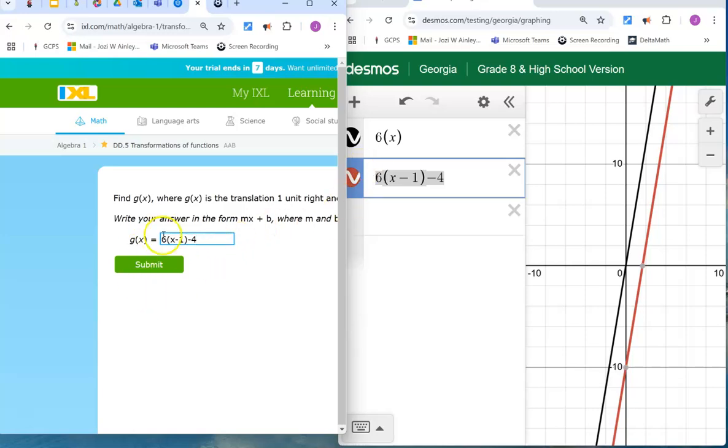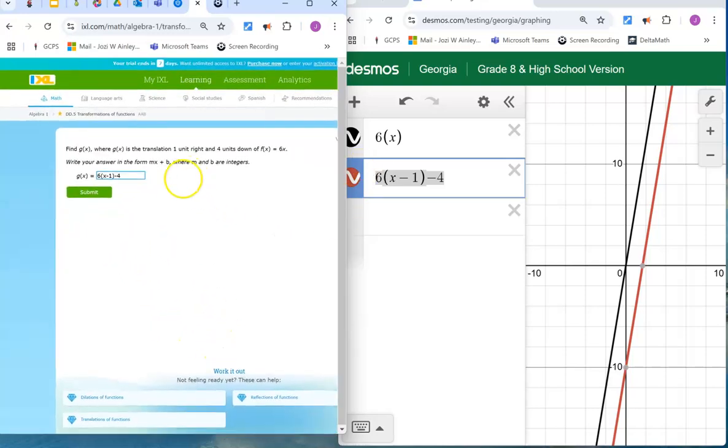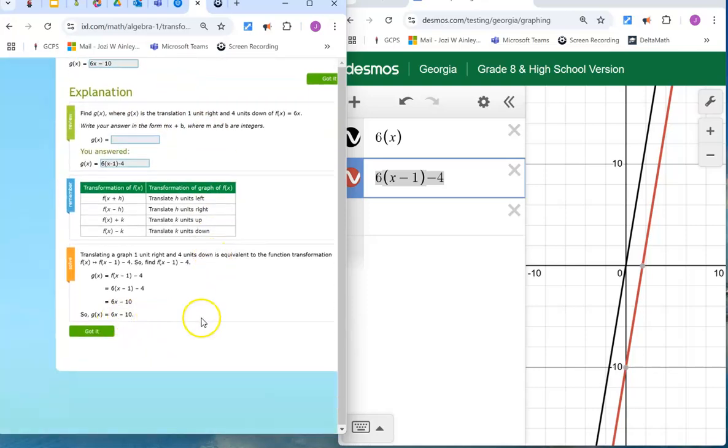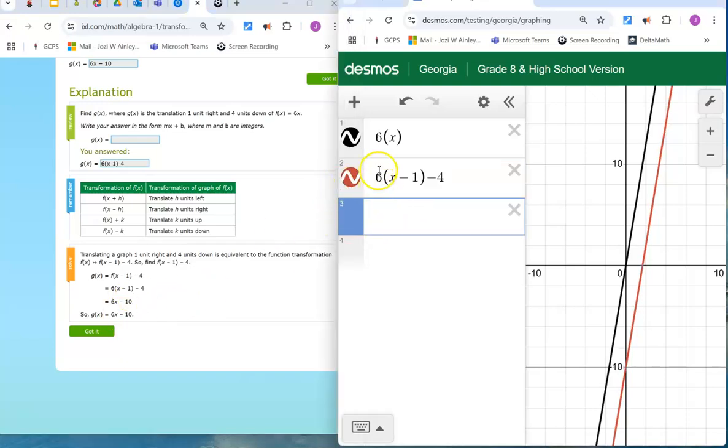And I wonder if they want us to simplify, like multiply it in. Let me find out. Let's see, submit. They do want me to simplify it. So they do 6x minus 10. All right, so let me go ahead and, okay, so you do have to get into the parentheses.